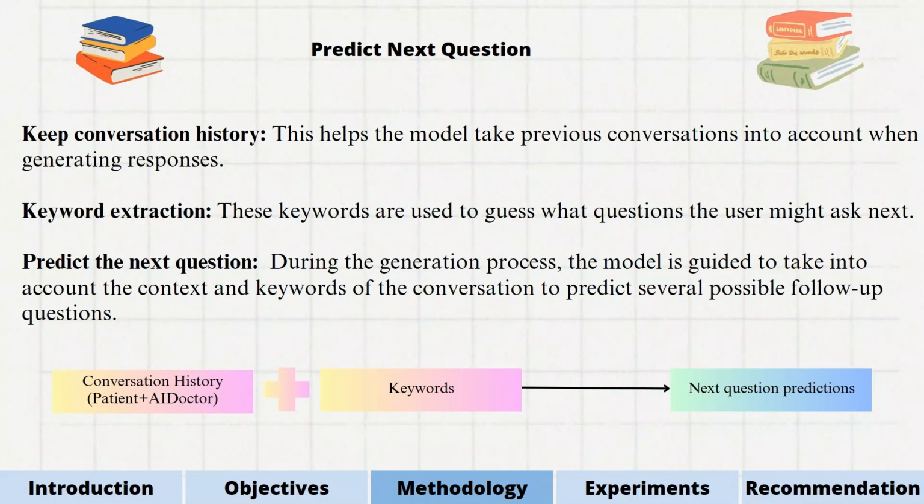Another innovation point: predict next question. The picture at the bottom shows how we predict the next question. You can see that we combine historical conversations, including patient and AI doctor, with keywords to help our model generate prediction for the patient's next question.